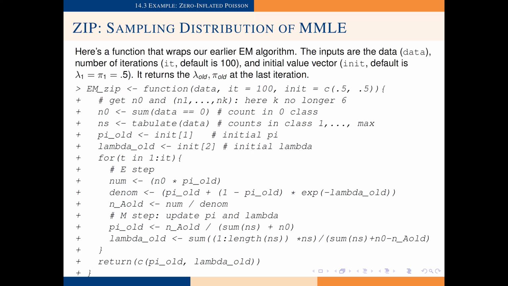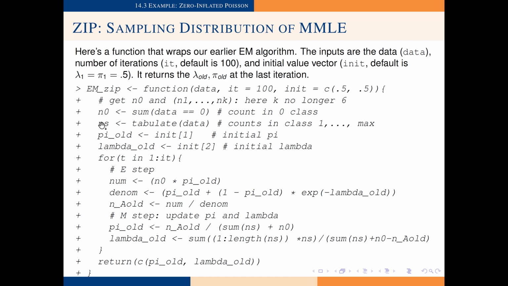Here's a function that is essentially a wrapper to our earlier EM algorithm. The inputs include the data, which is the count data, and the number of iterations. Default is going to be 100. The initial values are also inputs. By default, the initial values are 0.5 and 0.5.